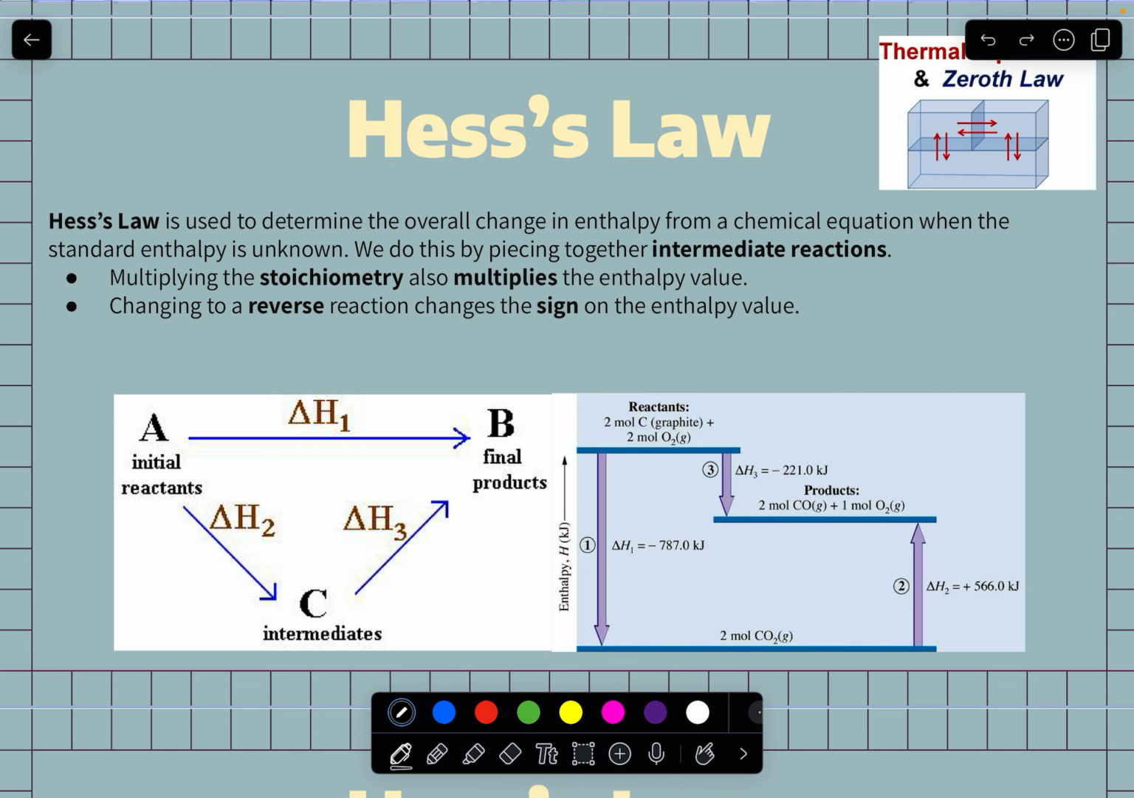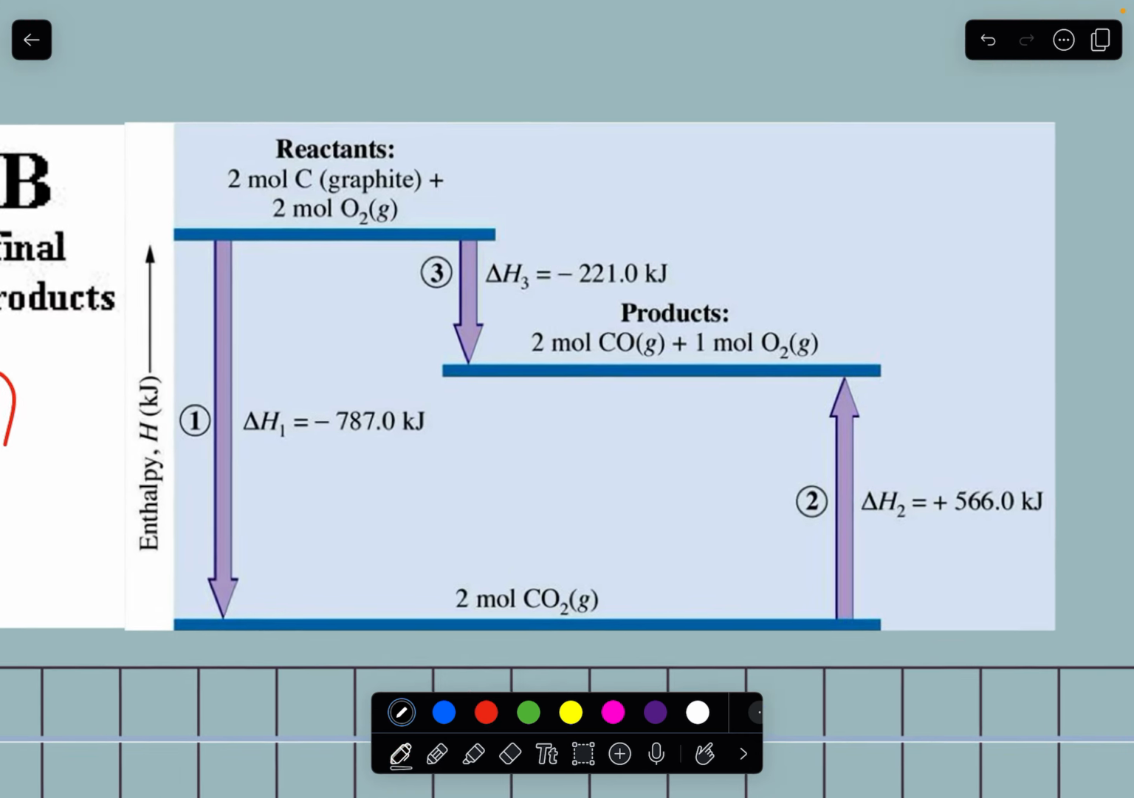Okay, so if we have this A to B here, but we don't know what this number is, we can figure it out by adding together A to C and then going from C to B. So we can add these 2 together to figure out delta H1. Okay, that's also shown here.